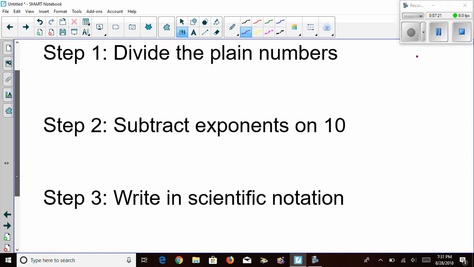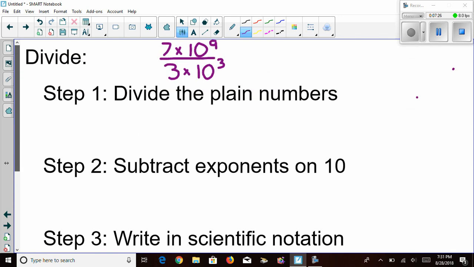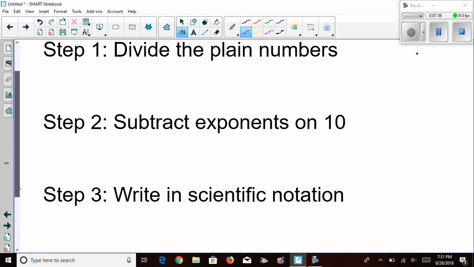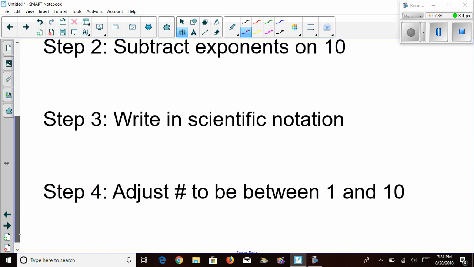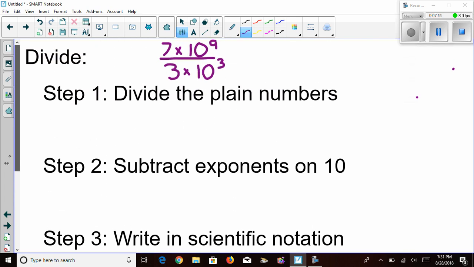I'm going to walk through the 4 steps with you, and each time solving that portion of the problem. I want you to notice something. The steps are very similar to the steps for multiplication. The only difference is, since we're dividing, we of course need to divide the plain numbers, and then when we go and do our powers of 10, since we're dividing, we must subtract. But let's take a look.